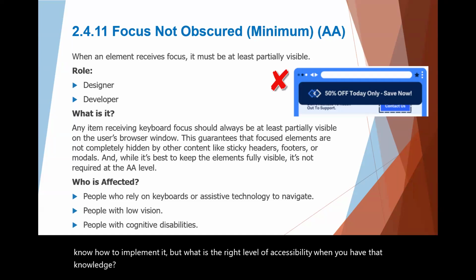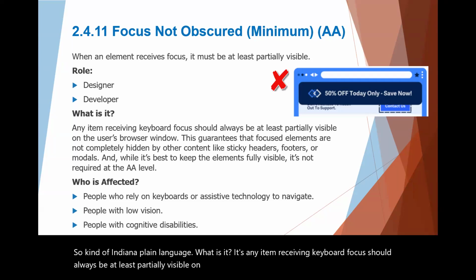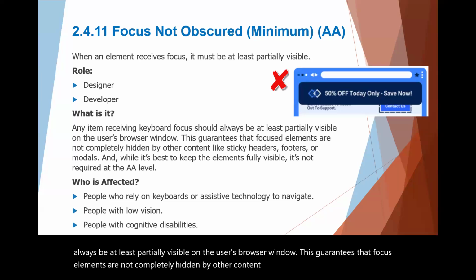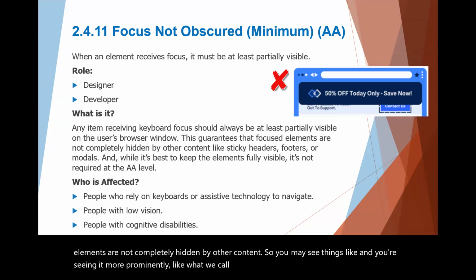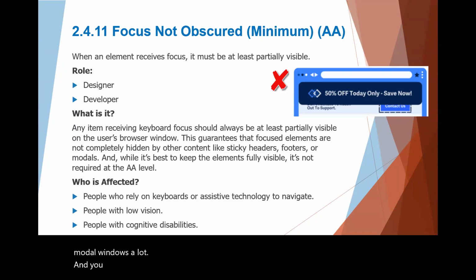So, in plain language, what is it? Any item receiving keyboard focus should always be at least partially visible in the user's browser window. This guarantees that focus elements are not completely hidden by other content. You may see things like, and you're seeing it more prominently, what we call sticky headers or sticky footers, or modal windows a lot. And while it's best to keep the elements fully visible, it's not required at the AA level for those elements to be completely visible.